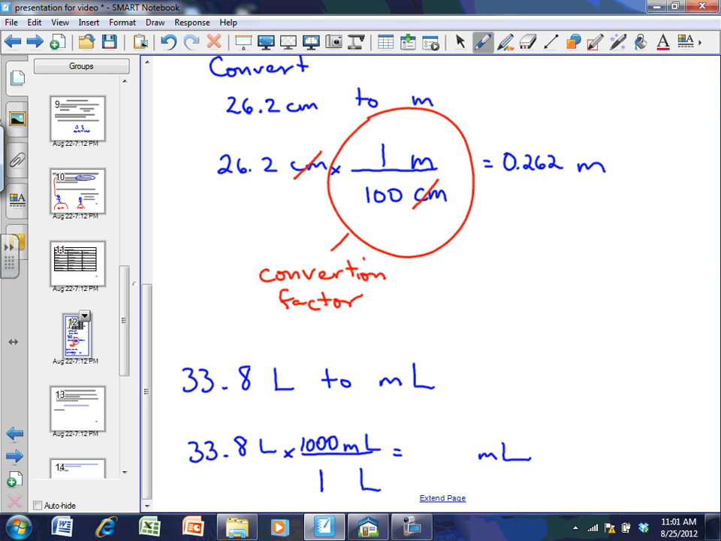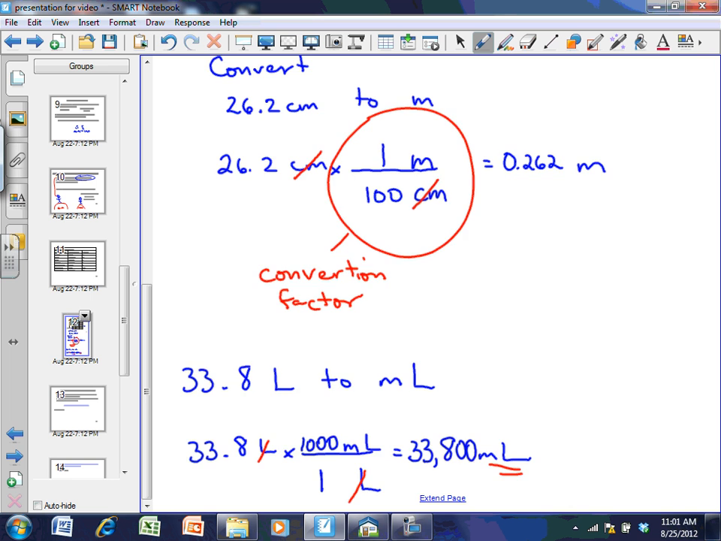Okay, so in this case, the liters cancel. So my unit will finish being milliliters, which is what I want. And in my calculator, I type 33.8 times 1,000. Now, I know that you can do that in your head, but this helps when you get more confusing problems, which I'll do one. So I get 33,800 milliliters is equal to 33.8 liters.